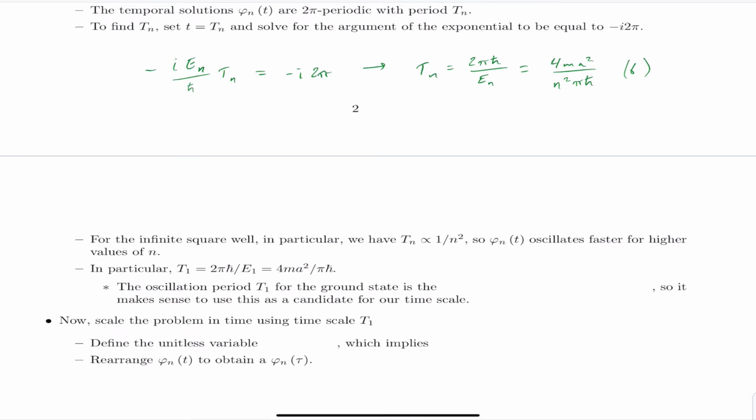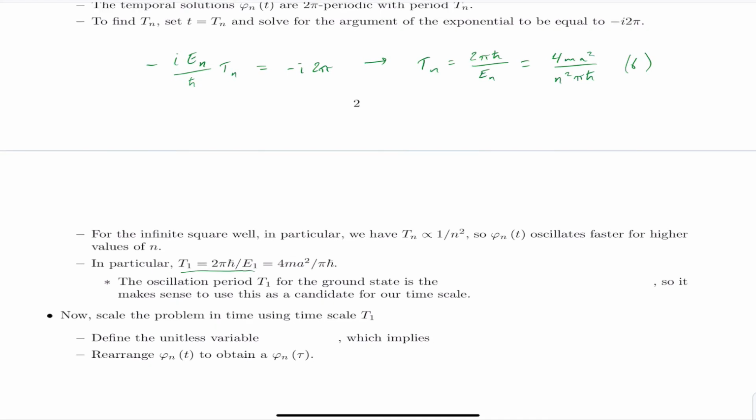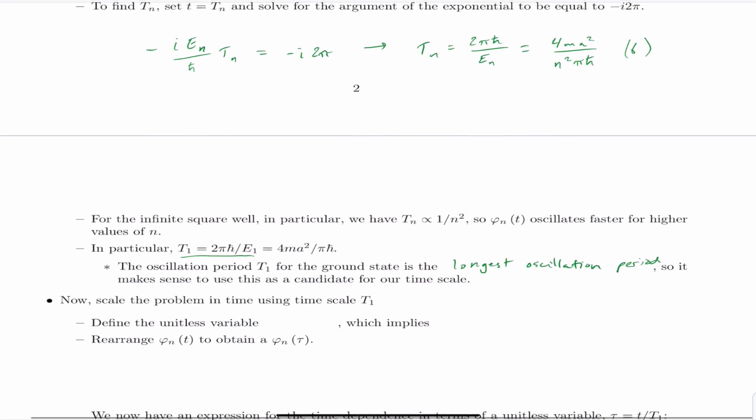We know from looking at equation 6 that the higher we make n, the smaller the oscillation period is. So this time dependence oscillates faster. It can go infinitely high or infinitely fast because n can be infinitely large. So in particular, we might want to use T1 because that's the slowest oscillation in the system. T1 is the longest oscillation period. So it's a good candidate for a time scale.